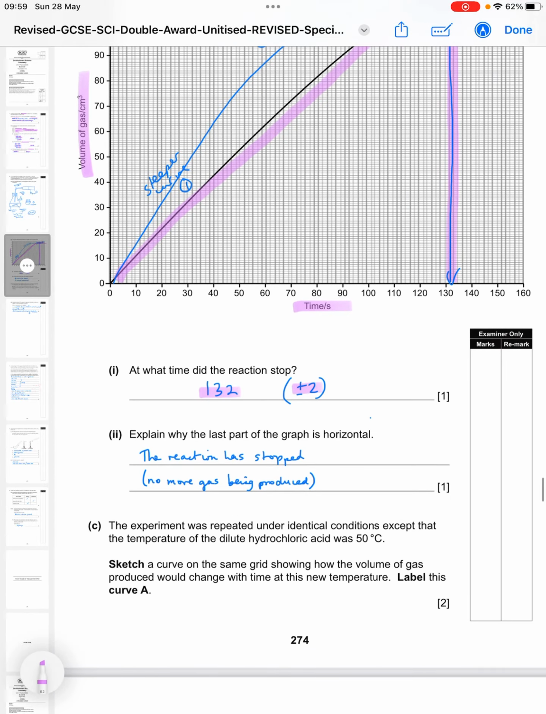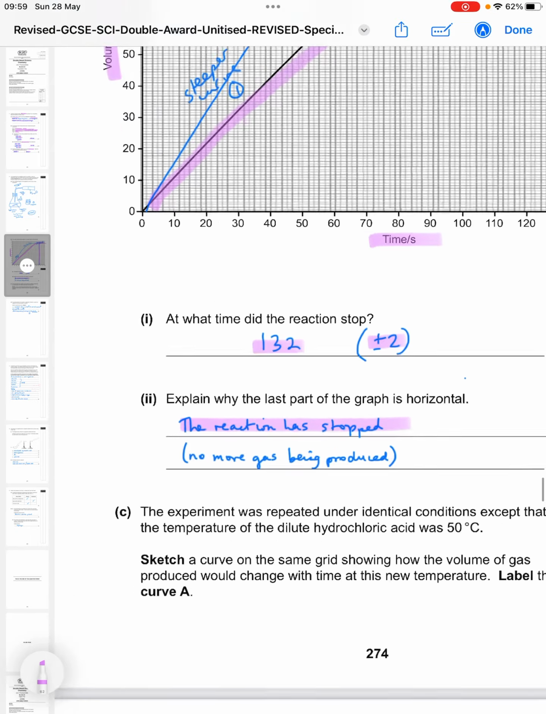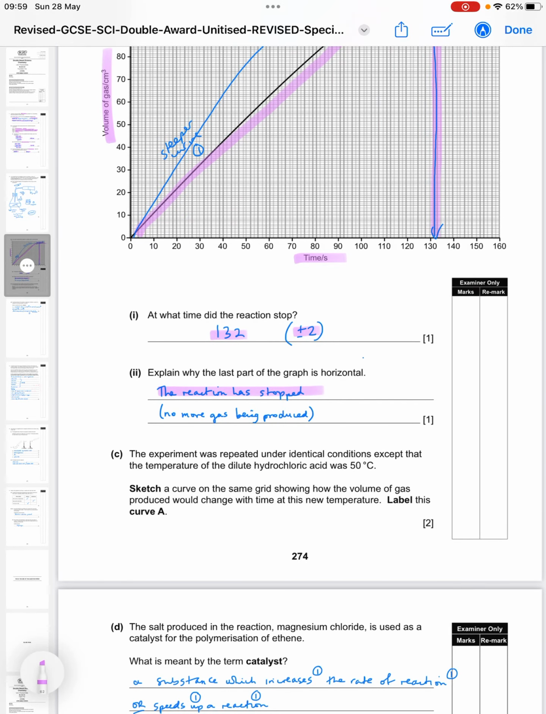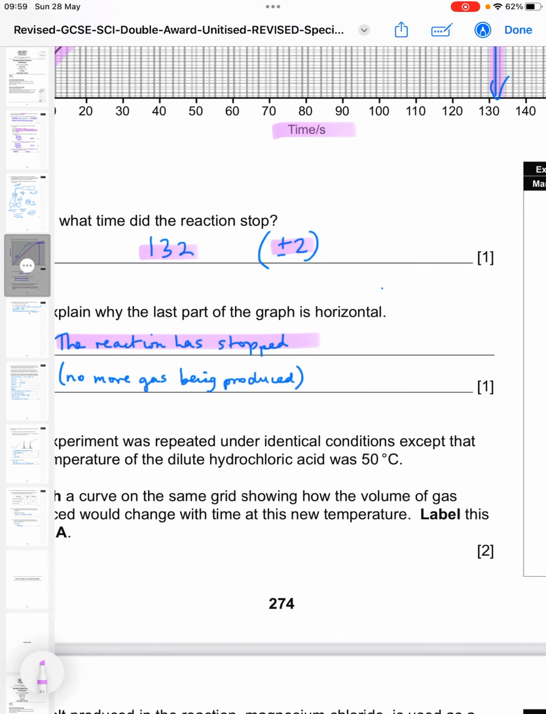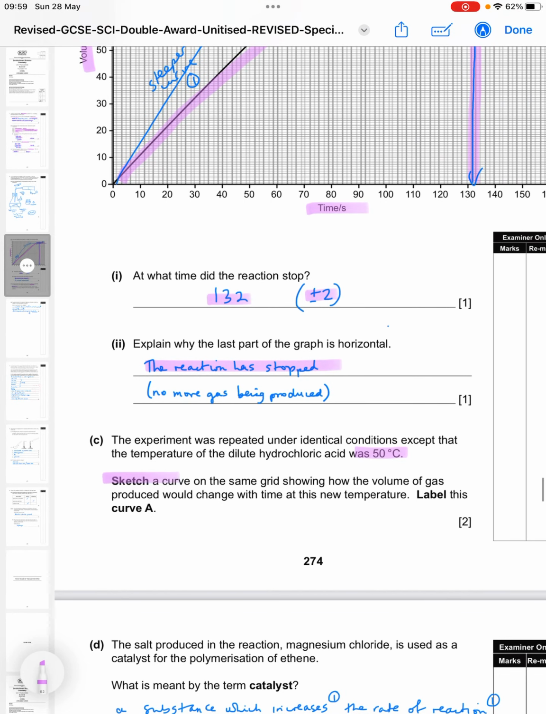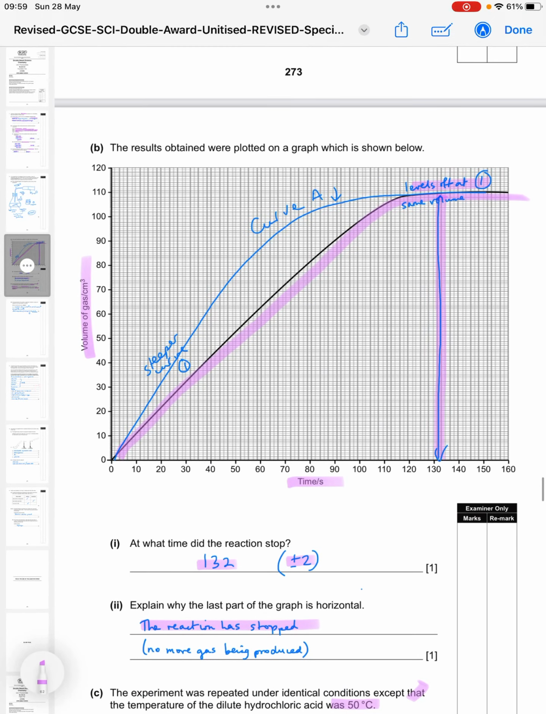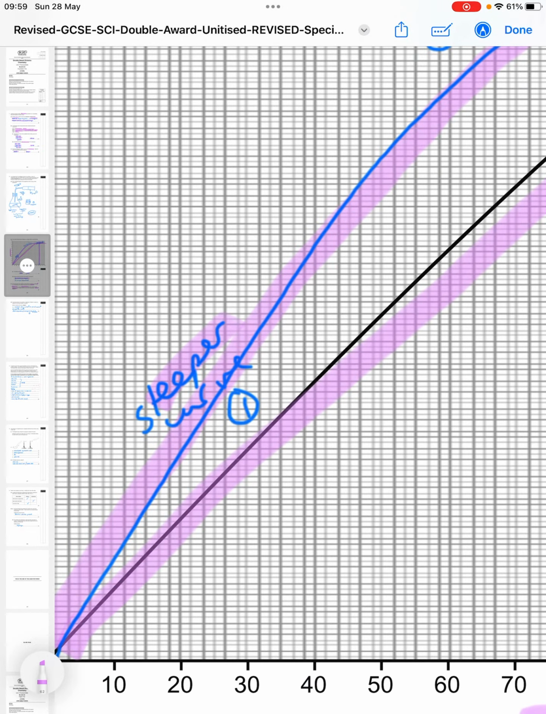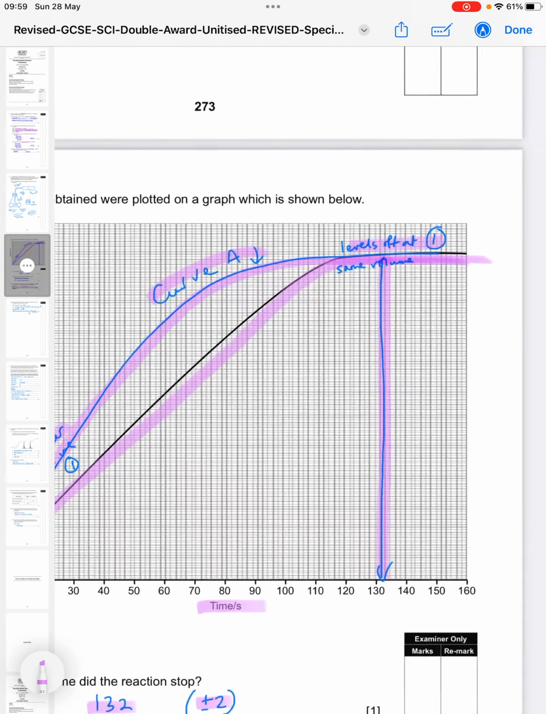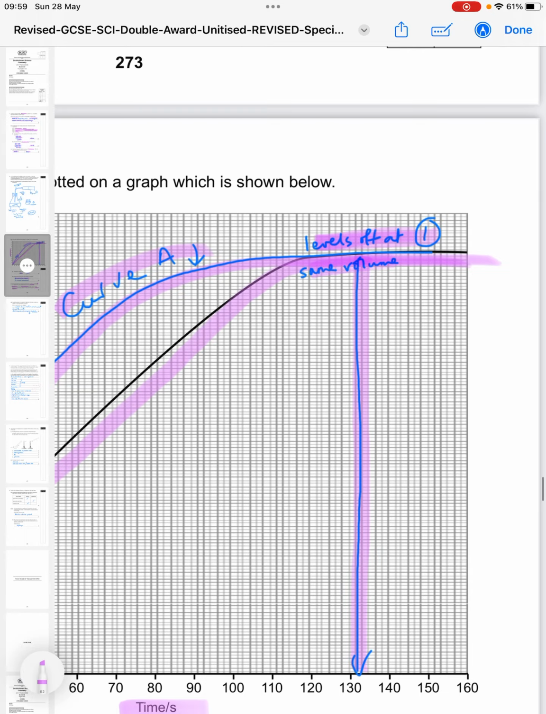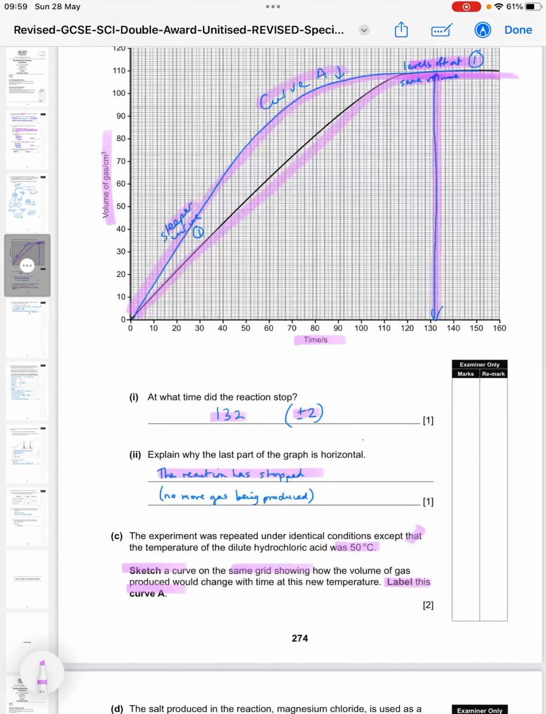Explain why the last part of the graph is horizontal, because the reaction has stopped, so there's no more gas being produced. Then it says the experiment was repeated under identical conditions, except that the temperature was 50 degrees. So sketch a curve on the same grid showing how the volume of gas produced would change with time, and label this curve A. So because the temperature has been increased, it's going to be a steeper curve. Okay, so steeper curve here. 1 mark, labelled curve A, and then it levels off at the same volume is your 2nd mark.